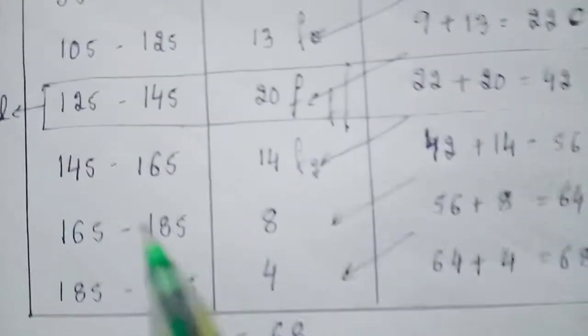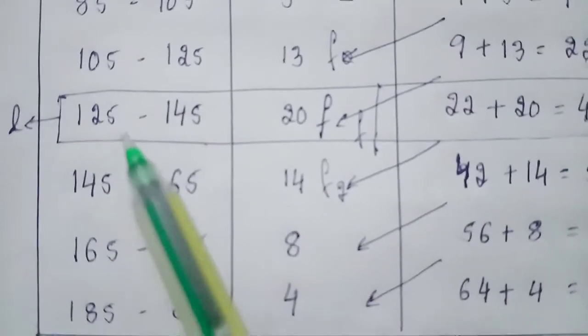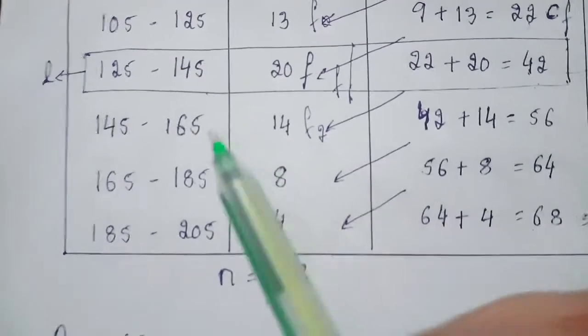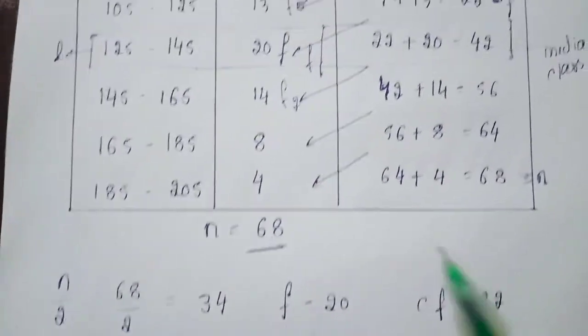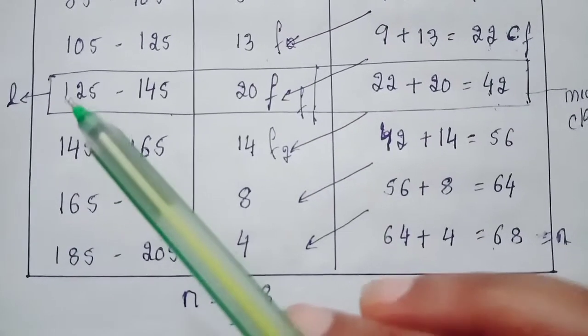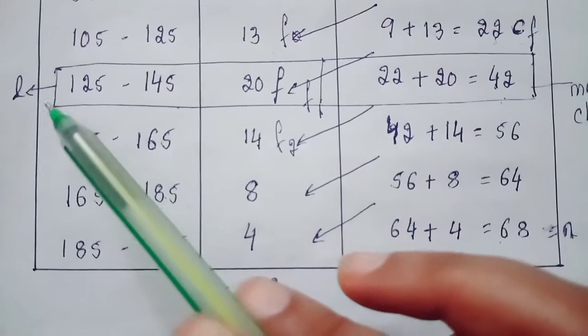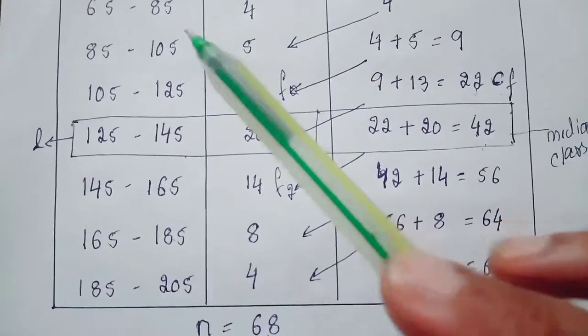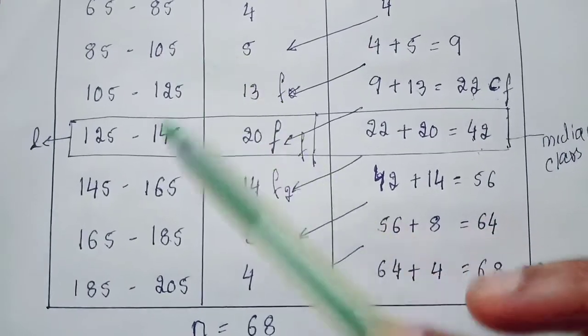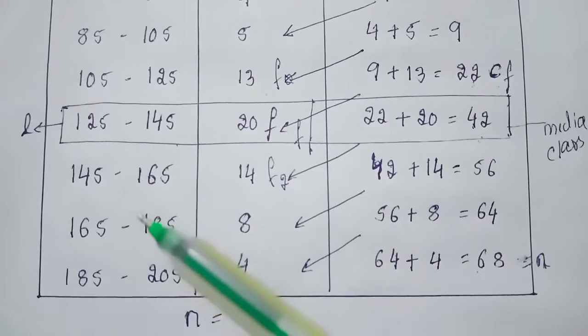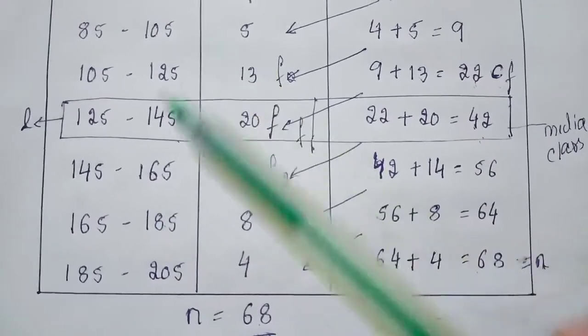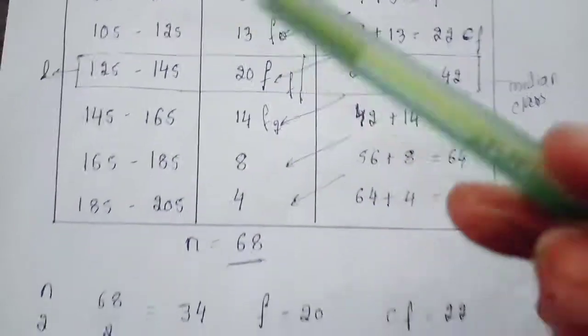135.76. This also lies between 125 and 145. So I already told you, for median and mode, in the formula we have the value L. Therefore, it is very necessary that the class intervals must be exclusive. Otherwise, you have to convert them into exclusive.